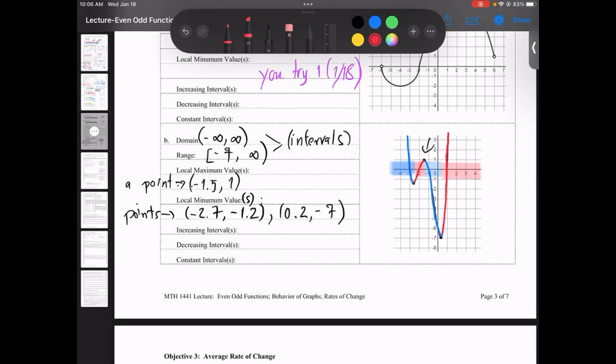So increasing will be the red one. Increase from -2.7. Just match up with a point. Again, if you have -2.5, that's fine by me. Up to -1.5. And then what else? From 0.2, right? Comma infinity. In between, you need to put union.